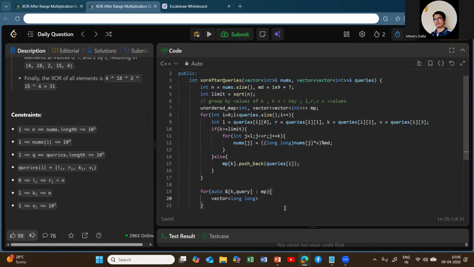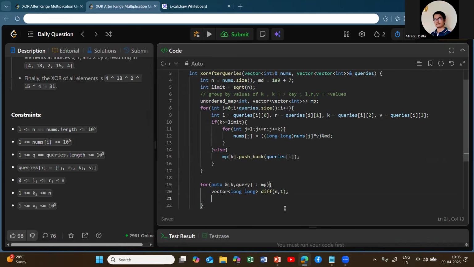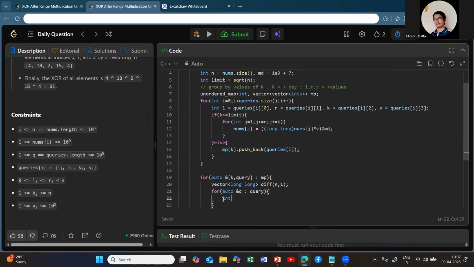I will call this the difference array, of length n and initialized to 1. All the elements are initialized to 1 because that is a multiplier. You can call this a multiplier array also. So now, for every query in this particular k, I will process the values in a very similar manner.